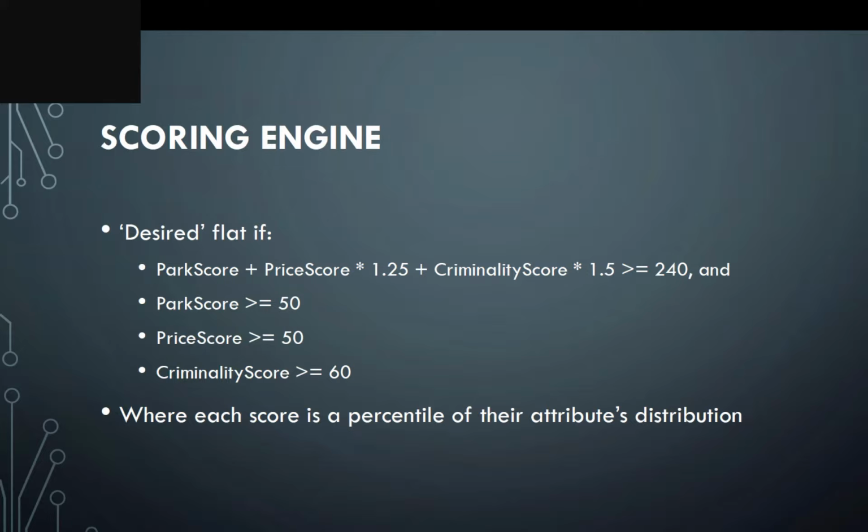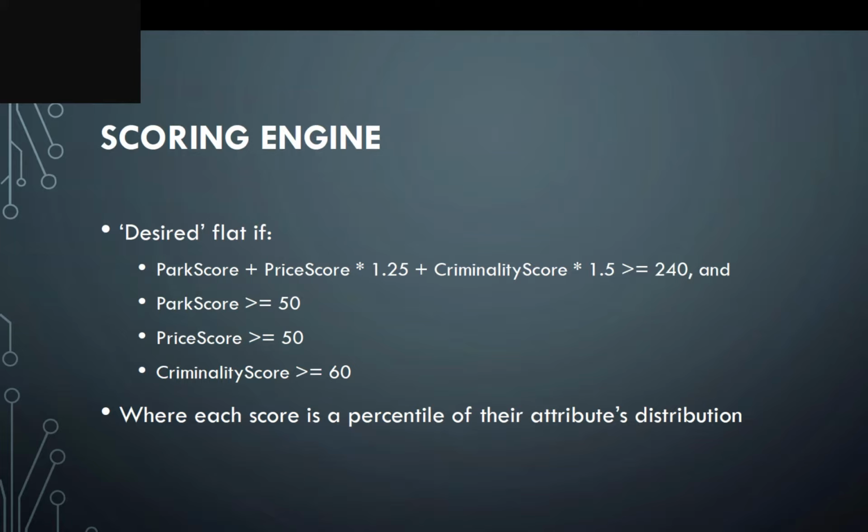Then when it comes to the scoring engine, which would identify which flats are desirable, we use a simple formula which our clients have identified. They value the park score with a weight of 1, then the price score with a bit higher weight because it's important for them to find affordable housing. They give an even higher weight to the criminality score because they wouldn't like to find flats which are cheap and close to a park, but that park is full of drug dealers.